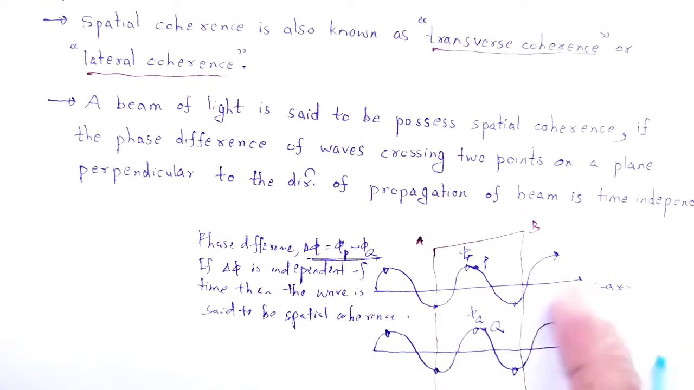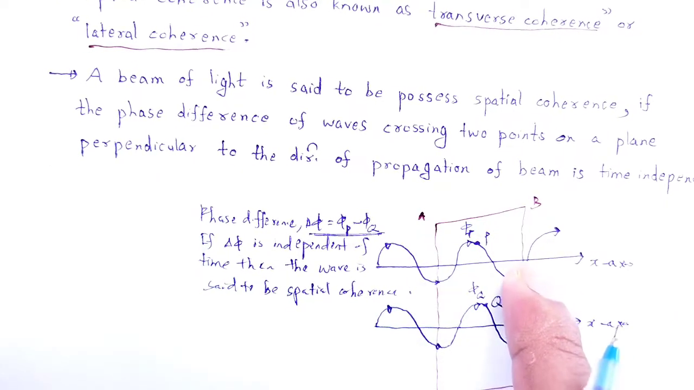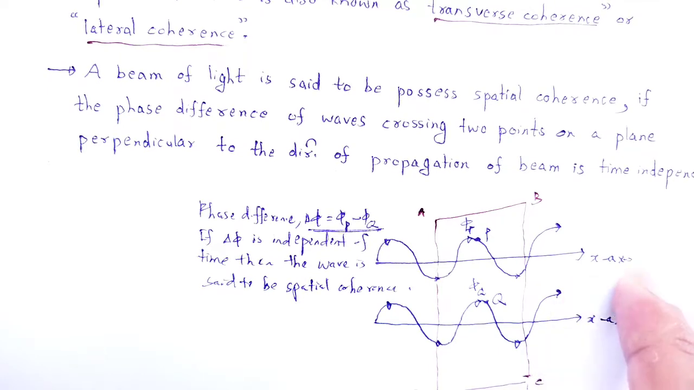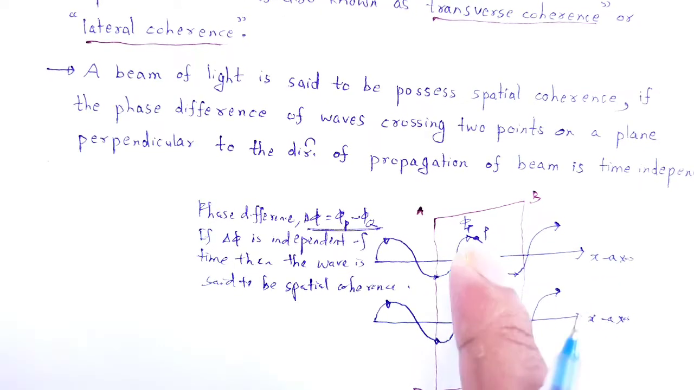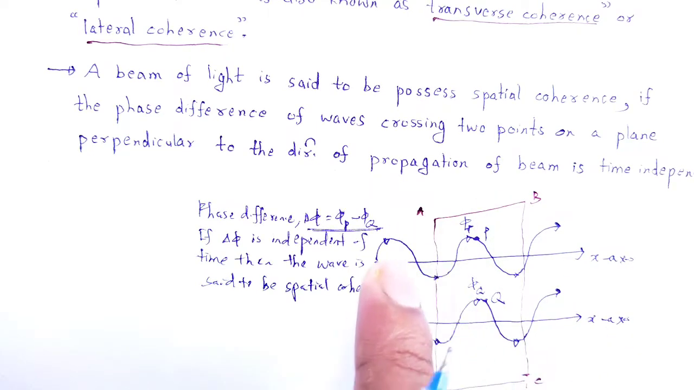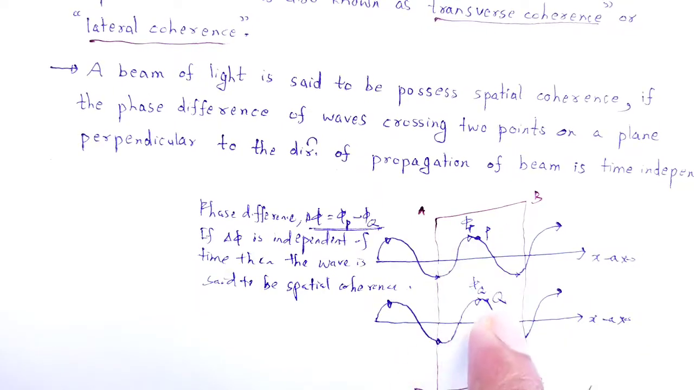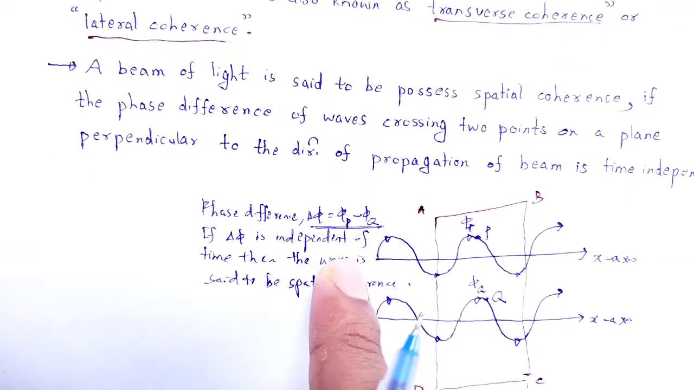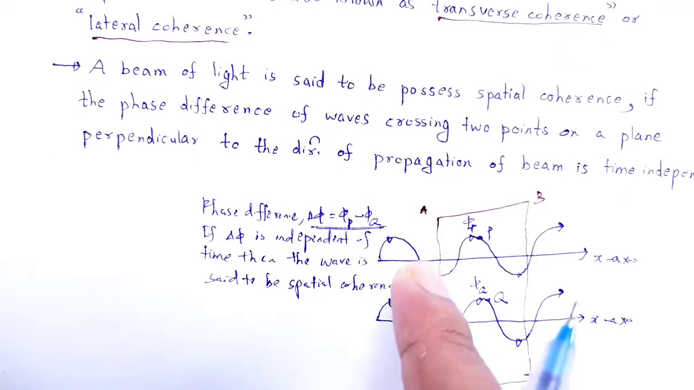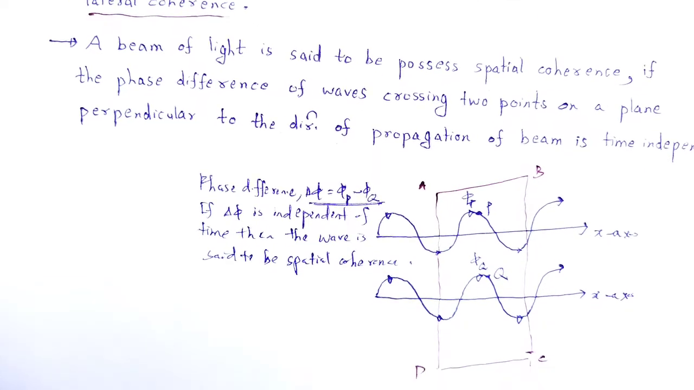Here we consider the beam of light travelling in x direction, and ABCD is a plane perpendicular to the beam of light along the x axis. We consider two points P and Q on this plane within the beam of light. So, here the phase at point P, the phase at point Q. If the phase difference is independent of time, then we say the waves are spatially coherent. We take examples of spatial coherence.